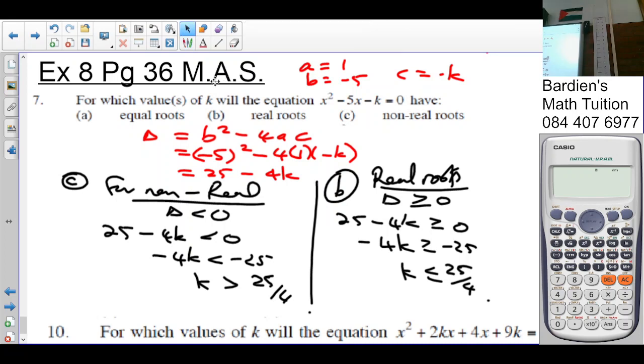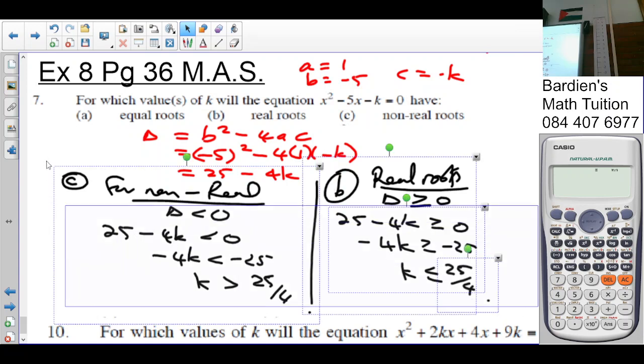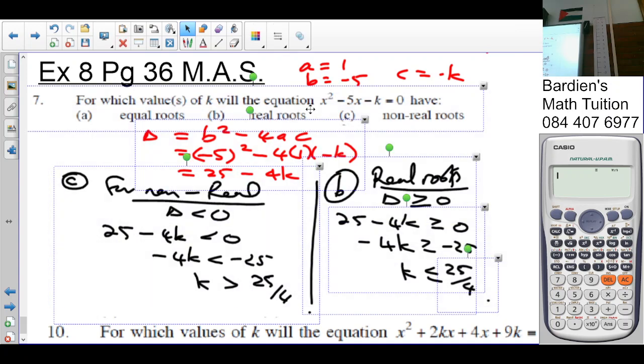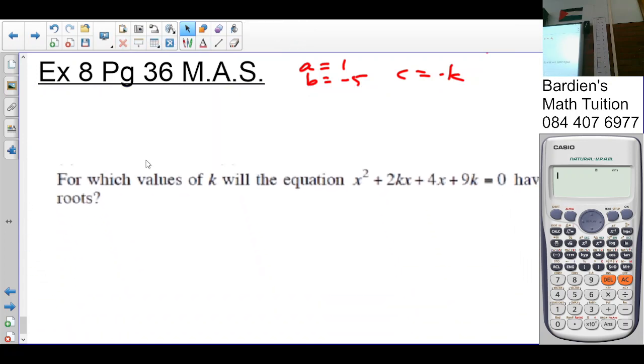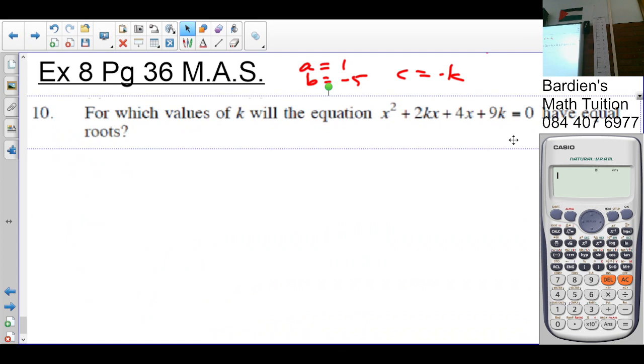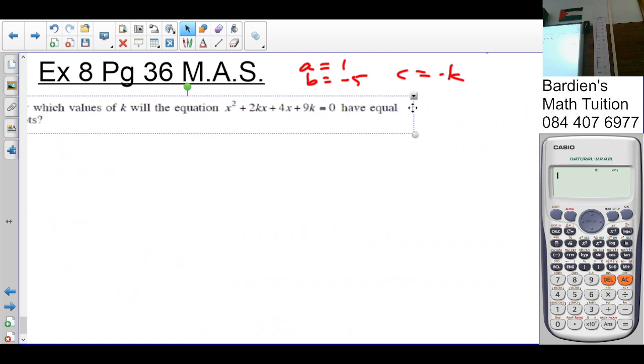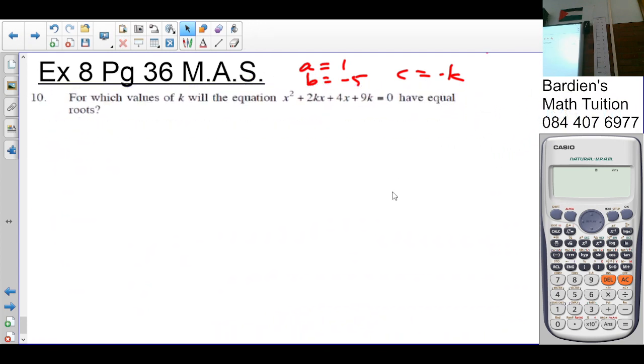Then the last one, which is number 10. As you can see, we spent a lot of time on this here. It's very important in grade 11 to know this. In number 10, for which value or values of k will the equation have equal roots?